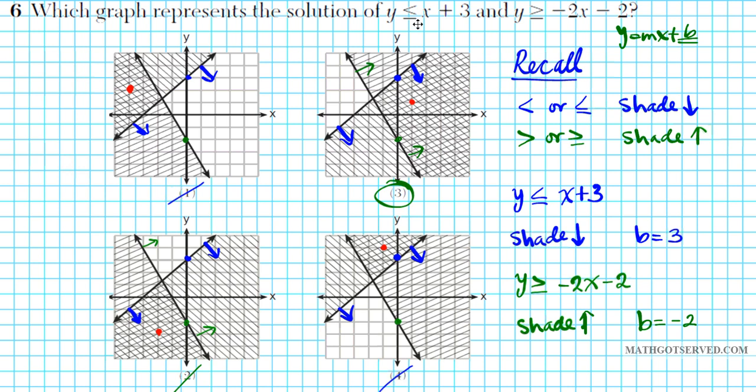The final way of doing it is just by graphing these two and applying the shades, and then that gives you your final result. So there are different ways you can solve this problem.